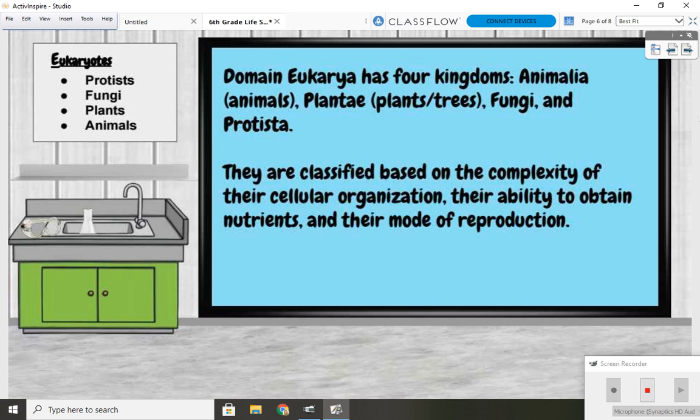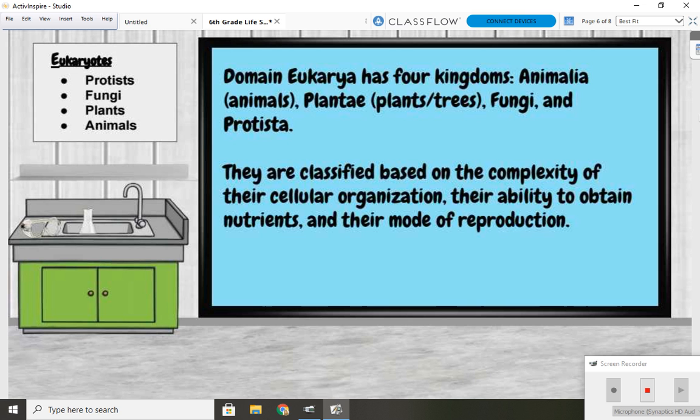Okay, the domain Eukarya has 4 kingdoms, and this is how we classify these organisms into Animalia, which is our animals, Plantae, which is plants and trees, Fungi, fungus like yeast and some bacterias, mainly decomposers, and then our Protist, which kind of takes all of the other things left over that don't fit into one of those categories, and that's where they get placed.